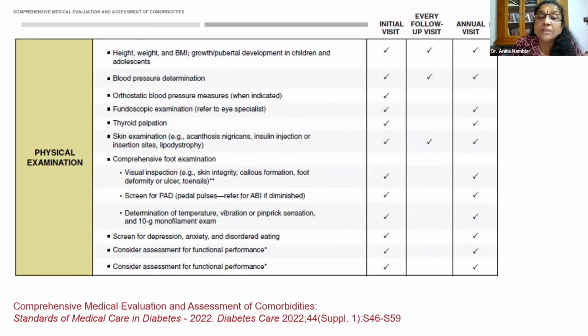If there is any evidence of peripheral arterial disease, we have to do an ABI. Then we determine the temperature of the lower limb, and test vibration or pinprick sensation. We test touch with a 10 gram monofilament. If we are not convinced, then we can subject them to a biothesiometer. Then screen for depression, anxiety, and disordered eating, and consider assessment of functional performance.